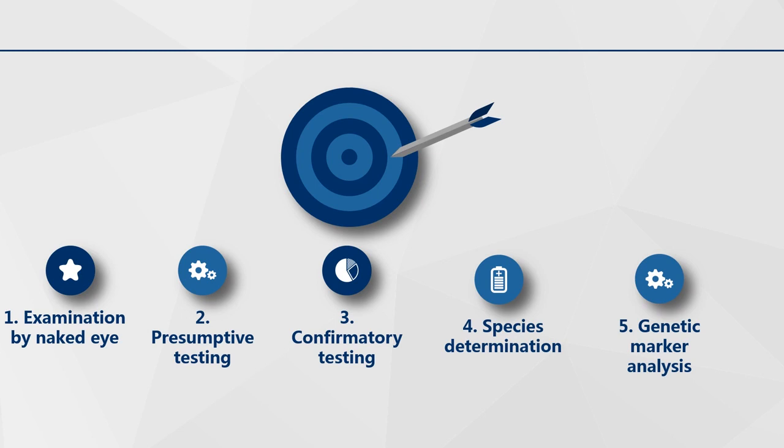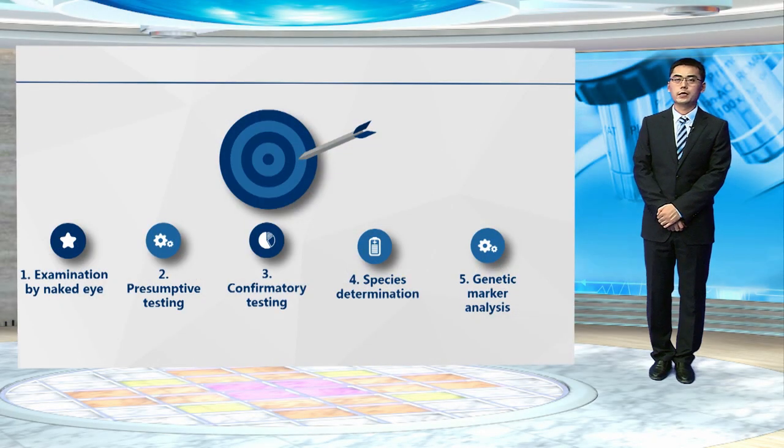Its identification is very important to many homicide investigations and is also useful in other cases, such as aggravated assault, sexual assault, burglary, and disasters. In this class, I will introduce how to examine the bloodstains in the investigation of forensic medicine. It contains 5 parts: examination by naked eye, presumptive testing, confirmatory testing, species determination, and genetic marker analysis.